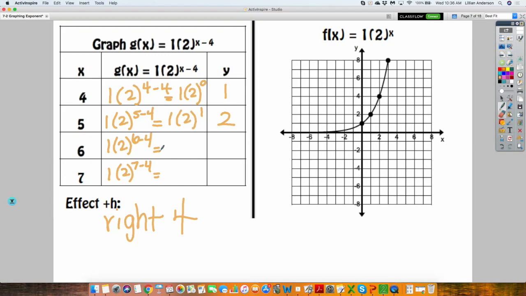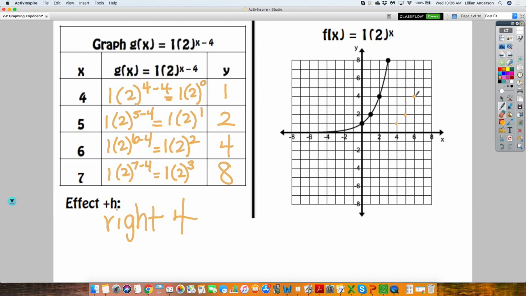What's 6 minus 4? So this becomes 1 times 2 squared. What's 2 squared times 1? 4. And then down here, 7 minus 4 is, what's 2 to the third power times 1? 8. So then these are the points that we're plotting. 4, 1, 5, 2, 6, 4, and 7, 8.